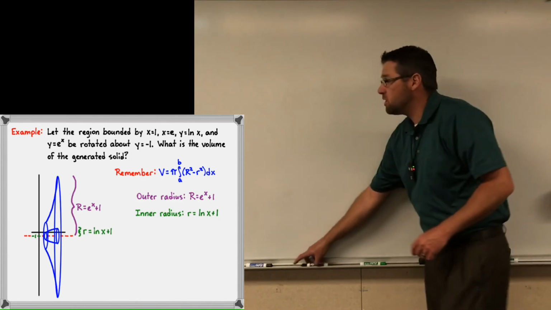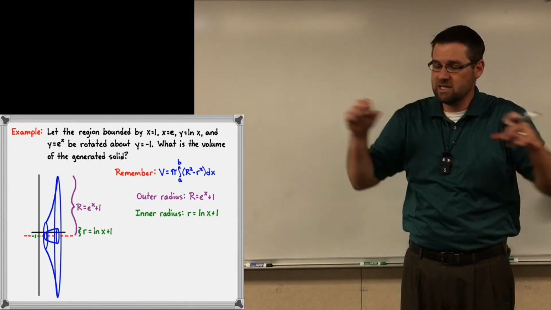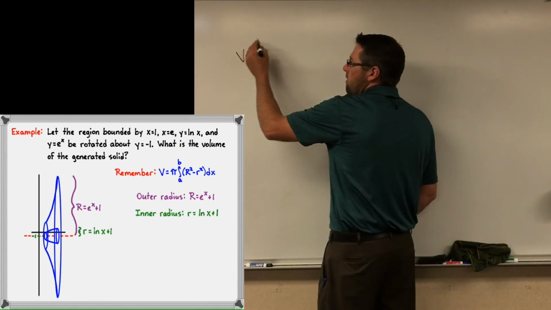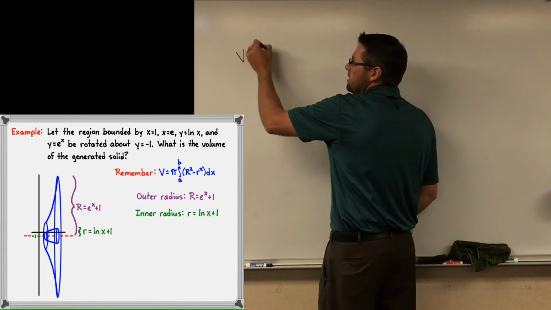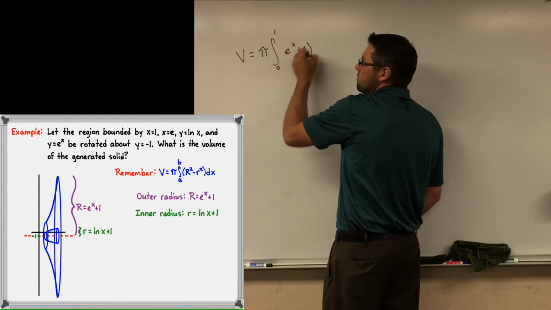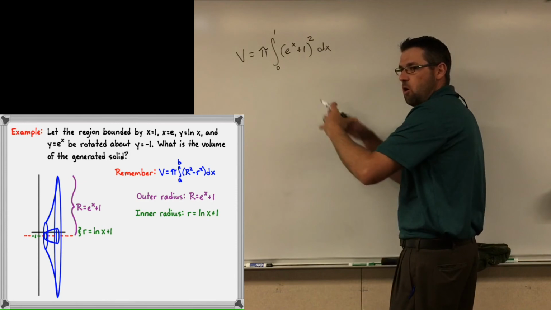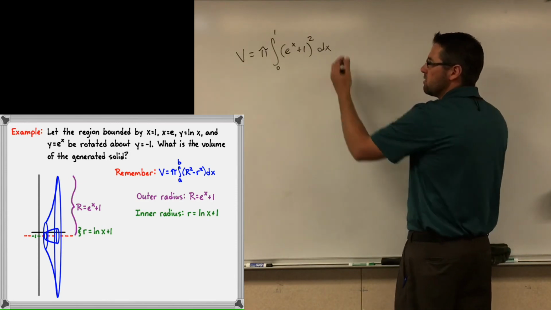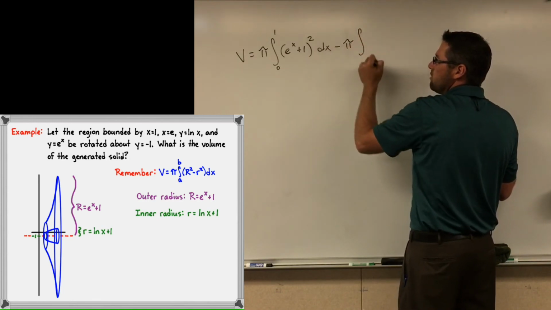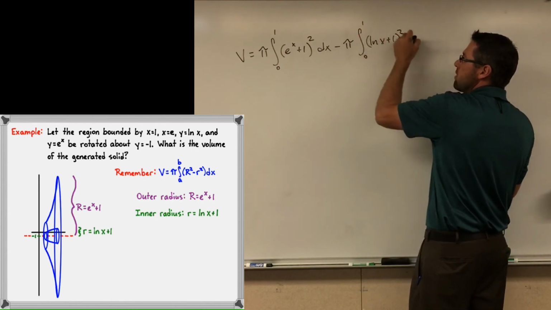Remember, you can separate this into 2 separate integrals. You could find the volume of the entire thing and then subtract the thing you're removing, right? So what would the volume of the entire thing be? Pi times the integral from 0 to 1 of e to the x plus 1 squared dx. That's the volume of the whole thing, right? Now we're going to subtract the volume of the inside thing. So minus pi times the integral from 0 to 1 of natural log of x plus 1 squared.